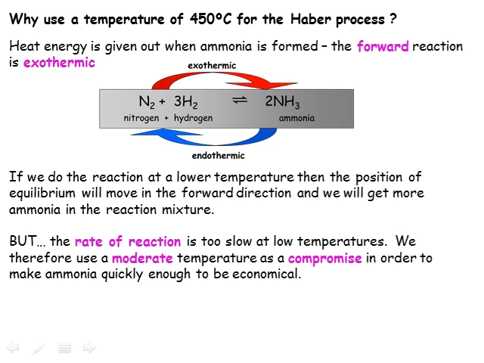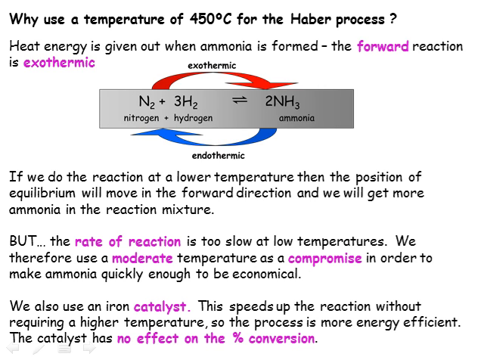However, the rate of reaction is also affected by temperature, and if we use a low temperature, the reaction will be slow and take too long to make the ammonia economically. We choose a moderate temperature of 450 degrees C as a compromise. It is low enough that we get a reasonable amount of ammonia in the reaction mixture, and high enough that the ammonia is formed at a reasonable rate.